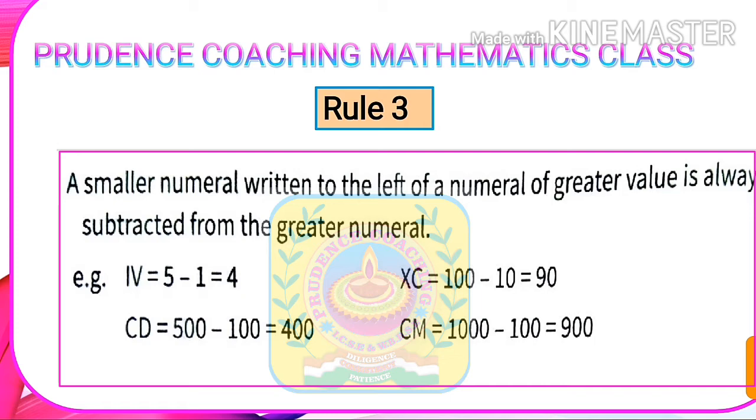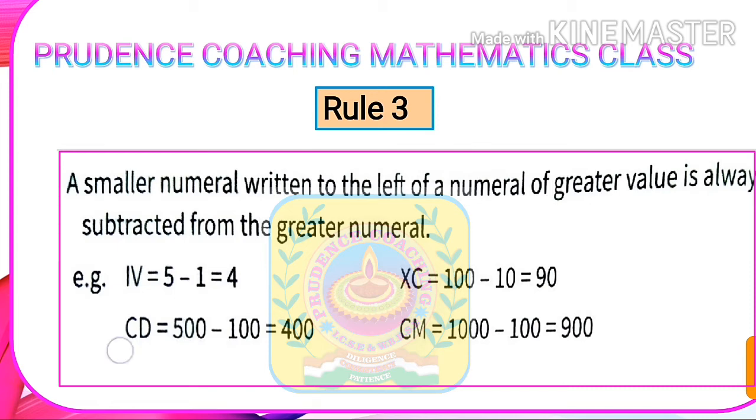Next we have XC. X means 10 and C means 100, and we all know that 10 is smaller than 100. So as the left hand side number, that is 10, is smaller than the right hand side number, that is 100, we need to deduct 10 from 100 and get our answer. So 100 minus 10 will get 90. So our answer will be 90.